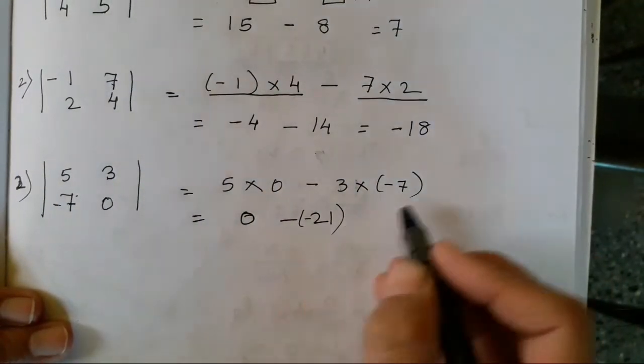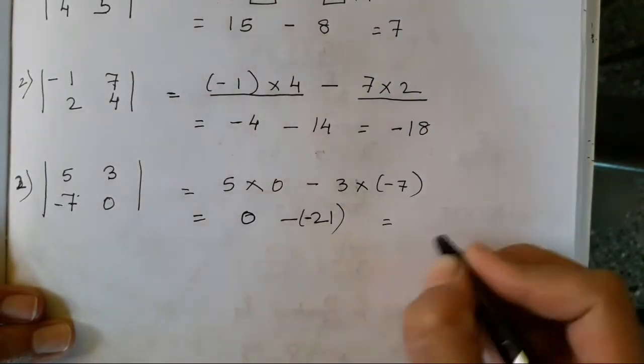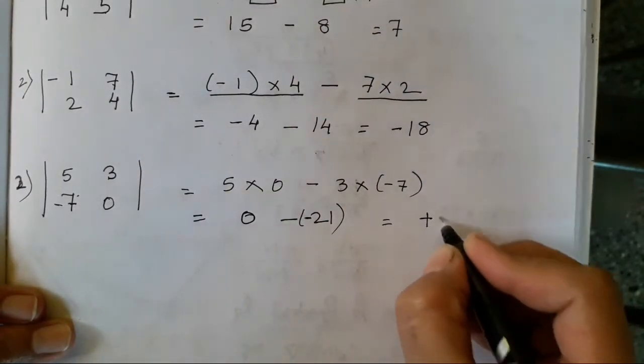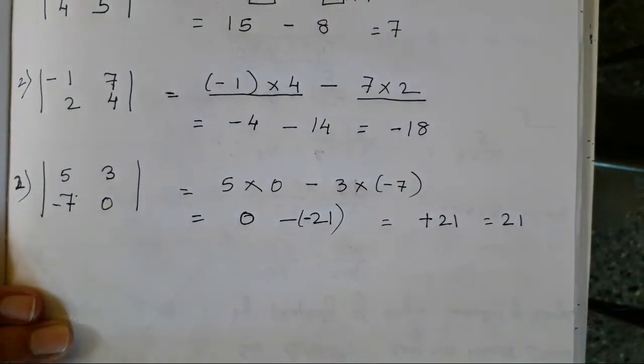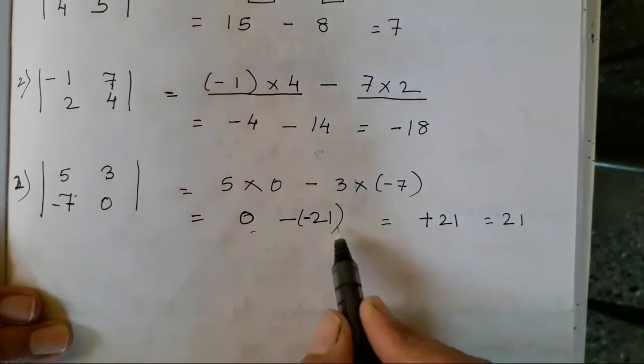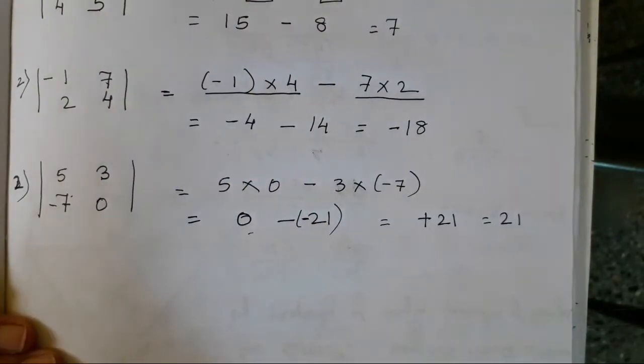So the answer is going to be minus 21. Minus and minus is going to be plus 21. That means your answer is 21. You can skip this step of sign changing, or you can add it, no matter, it won't make any difference.